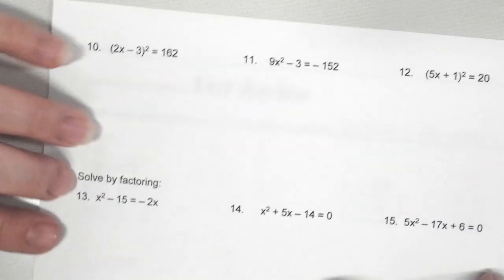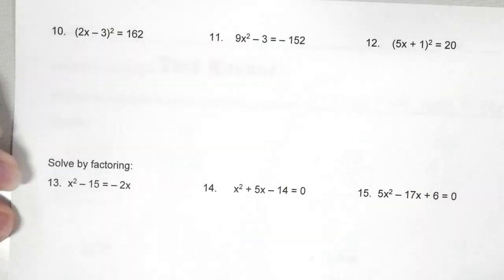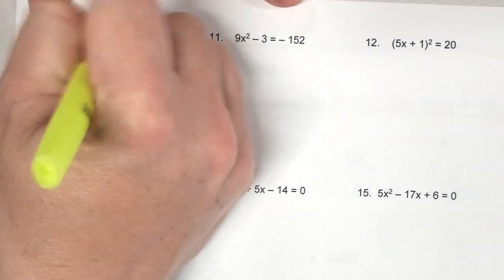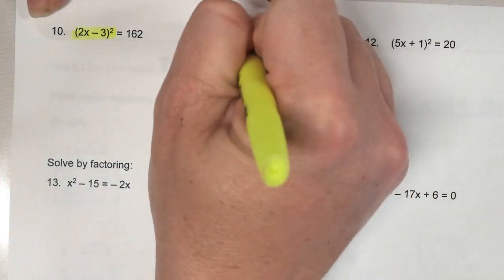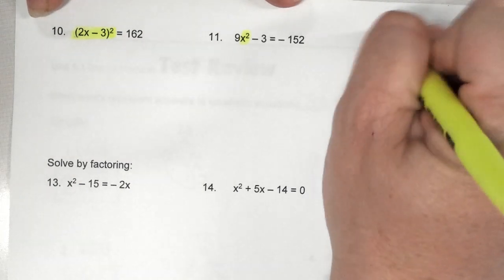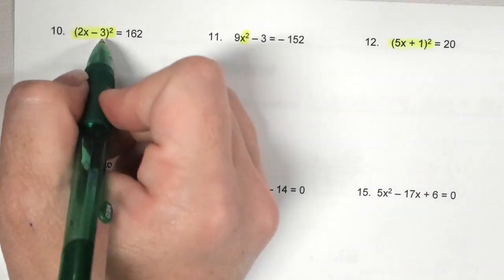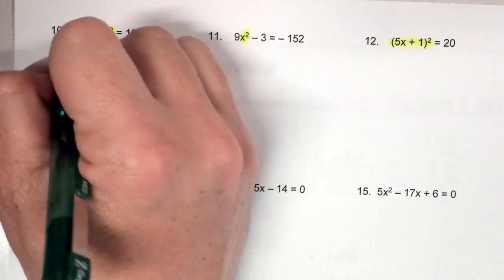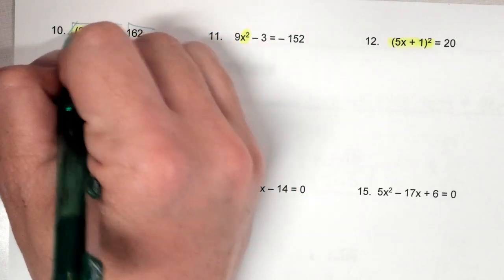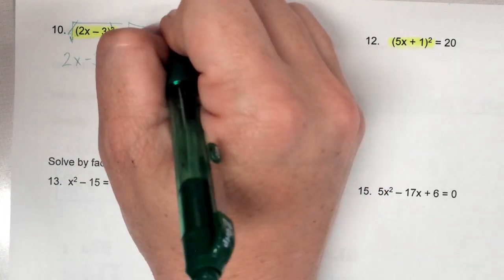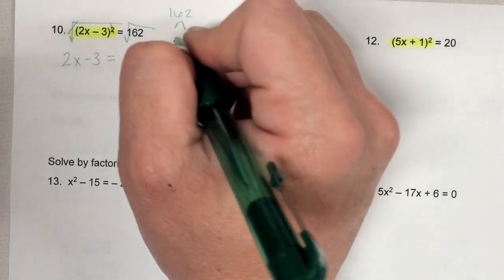So I'm still solving by square root property. Okay, so again, get what's squared alone. Here I have this, it's squared and it's alone, so I'm going to square root both sides. Square root cancels the squared. I'm left with 2x minus 3 equals, let's break down 162.